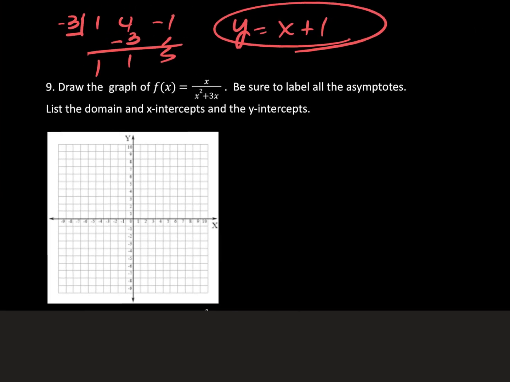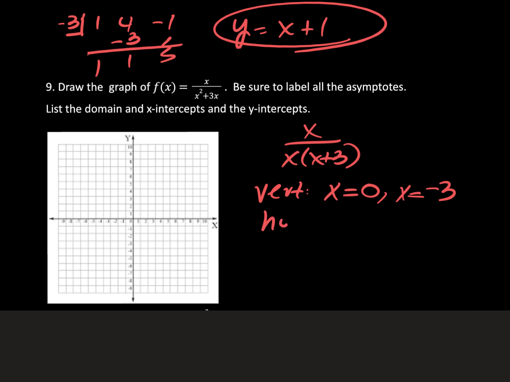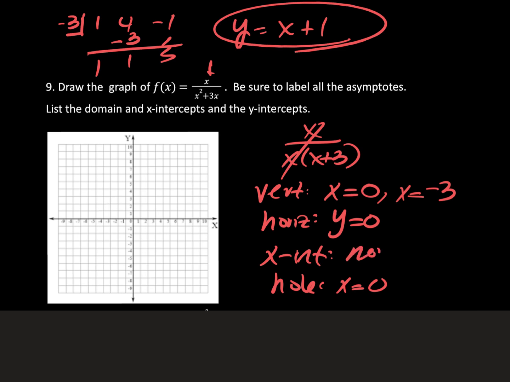Number 9 is going to ask you for everything and to graph it. Let's factor everything first. Remember the vertical, whatever makes the denominator 0, so x equals 0 and x equals -3. Horizontal, check your degree. Degree on the denominator is greater, so it's y equals 0. X-intercept, whatever makes your numerator 0, which is 0, but if I did that, well, first of all, those cancel, which means there's a hole at 0. Which means there can't be an x-intercept. So there's no x-intercept. Y-intercept, also none.